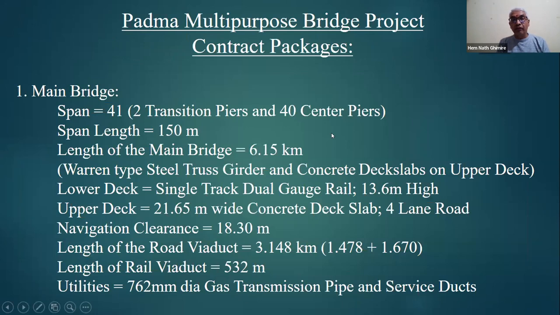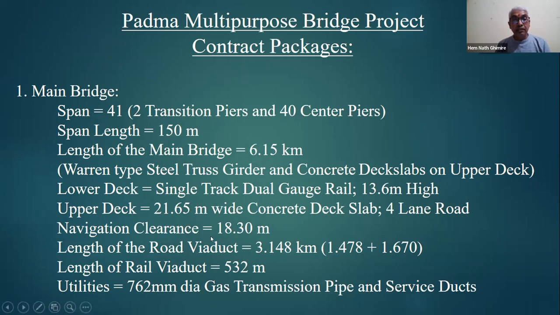So let me give you brief information about the main bridge contract package. Total spans we have 41, two transition piers and 40 center piers. Span length is 150 meters, and total length of the main bridge is 6.15 kilometer. This is a Warren type steel truss girder bridge with concrete deck slab on the upper deck. The lower deck is single track dual gauge railway, 13.6 meter height. Upper deck is a 21.65 meter wide concrete deck slab, four lane highway.